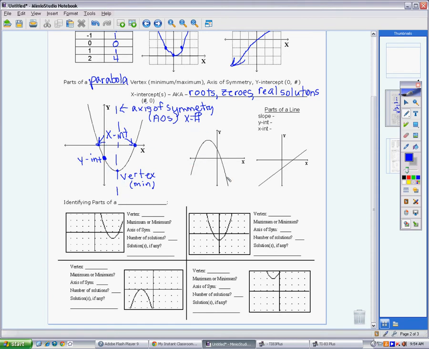Okay, so here's another parabola. This time my vertex is the maximum, so here's my vertex. And this time it's a maximum because it's at the top of the graph. My axis of symmetry is going to go right through there. I'm going to label it AOS for axis of symmetry. Here is my y-intercept where it's crossing the y-axis. And again, I have 2 x-intercepts. That's where they cross the x-axis.